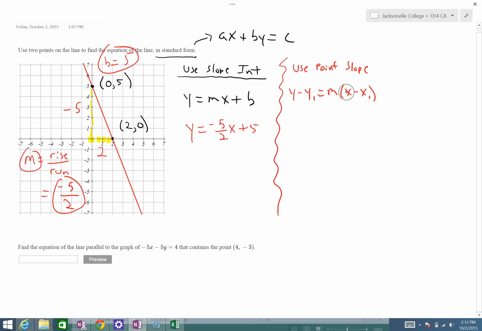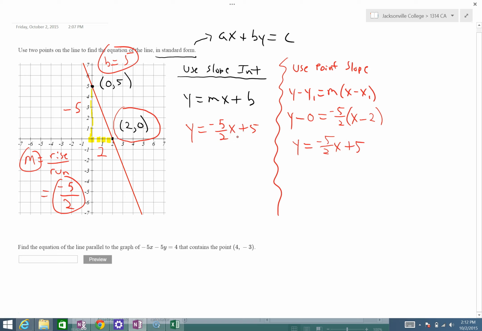Now, y minus y1 and x1 just refers to one point. I'm going to use this one here. Doesn't matter which one we use. Y minus y1, in this case 0, equals slope, we've already found it, negative 5 over 2, times x minus x1. Since I used 0 for y1, I must use 2 there. Alright, well y minus 0, that's just y. Negative 5 over 2 times x, that's negative 5 over 2x. Negative 5 over 2 times negative 2, negative times negative is a positive, so the 2 cancels, this leaves plus 5. And you see this is identical.